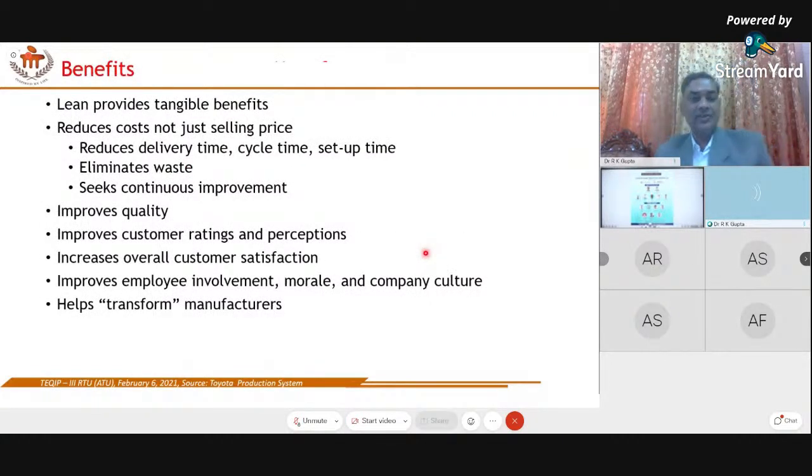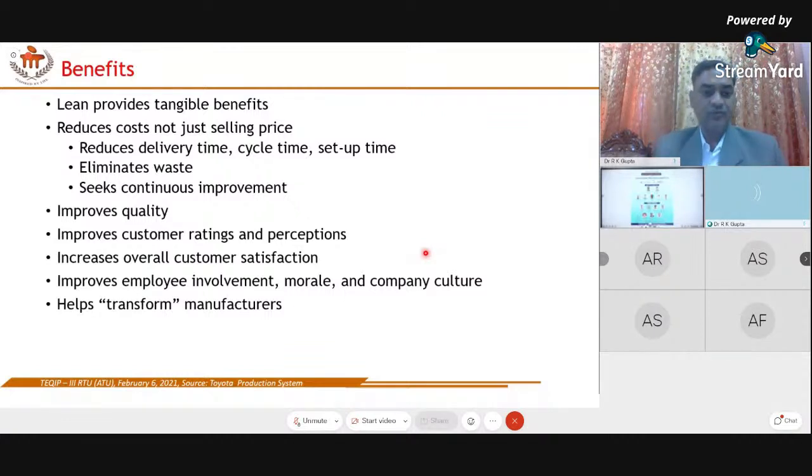So what are the benefits of this lean manufacturing? One is that lean provides tangible benefits. There are many tangible benefits provided by lean. Then, it reduces cost, not just selling prices. It also reduces the delivery time, cycle time, and setup time, eliminates waste, and seeks continuous improvement.